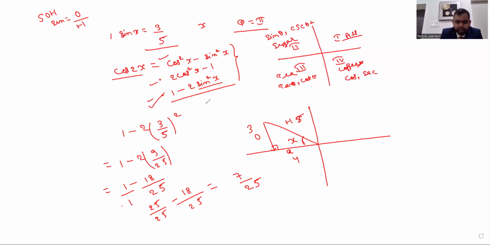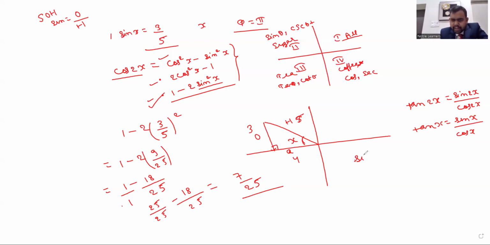Now let us go to the second one. There is one more question they're asking, that is tangent 2x. In order to find tangent 2x, I can find sine 2x and cosine 2x, because I know tangent is the ratio of sine upon cosine. So tangent 2x is sine 2x upon cosine 2x. And if you see very carefully, I have already found cosine 2x. Now I just need to find sine 2x.